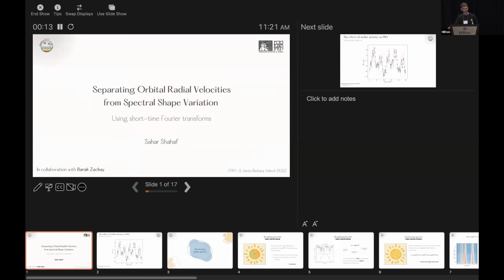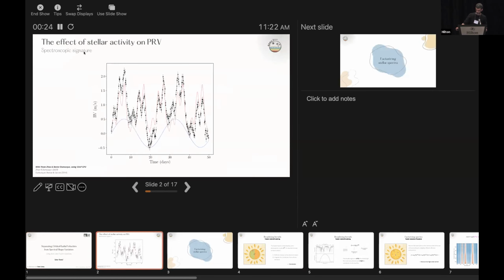Okay, so hi, I'm Sahar. I'm a postdoc at the Weizmann Institute in Israel, working with Barak Zakai. And I'll tell you about separating orbital radial velocities from the spectral shape variations.